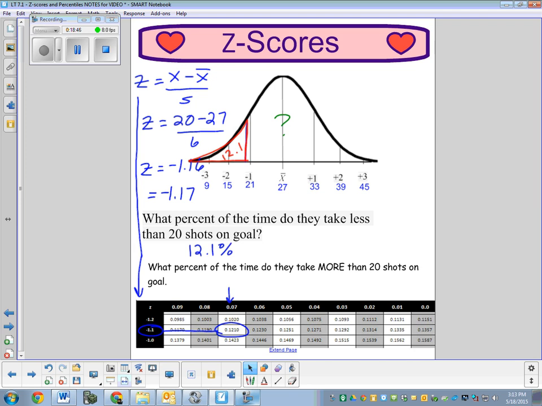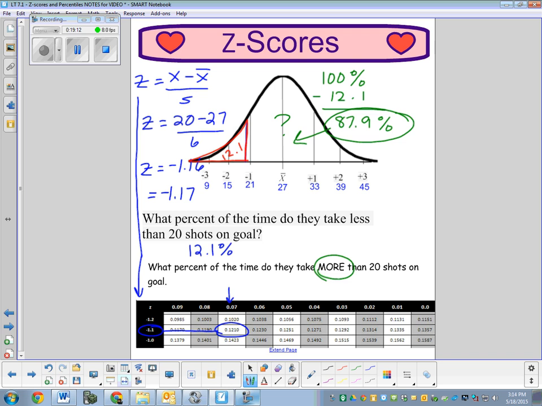So now the whole curve adds up to 100%. So anytime we want to know more than a value or higher than a value, we're going to take the 100% and subtract the answer from the table. And that's going to give us our answer. 87.9% of the time. So again, less than the number, you take your answer from the table. More than the number, you have to subtract from 100.